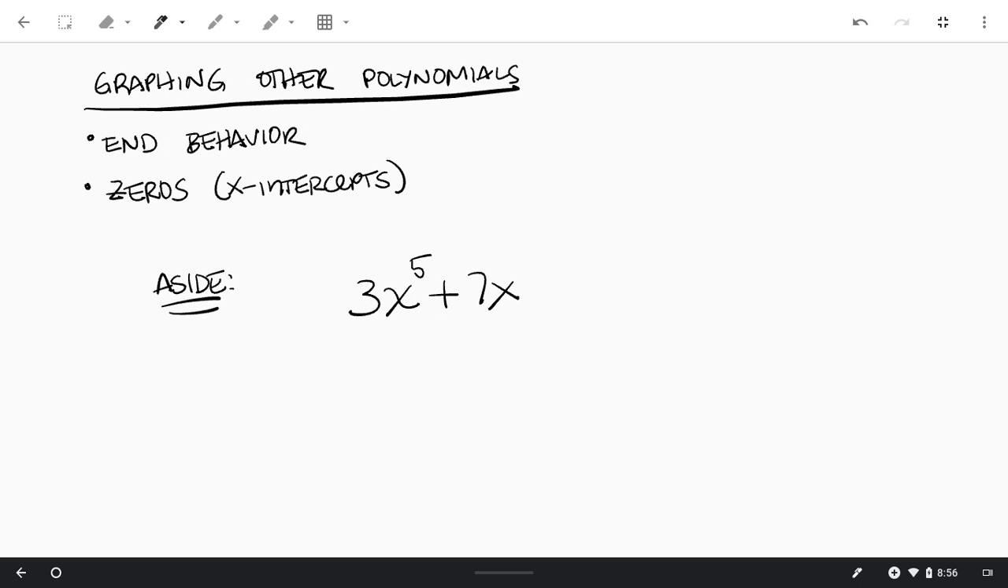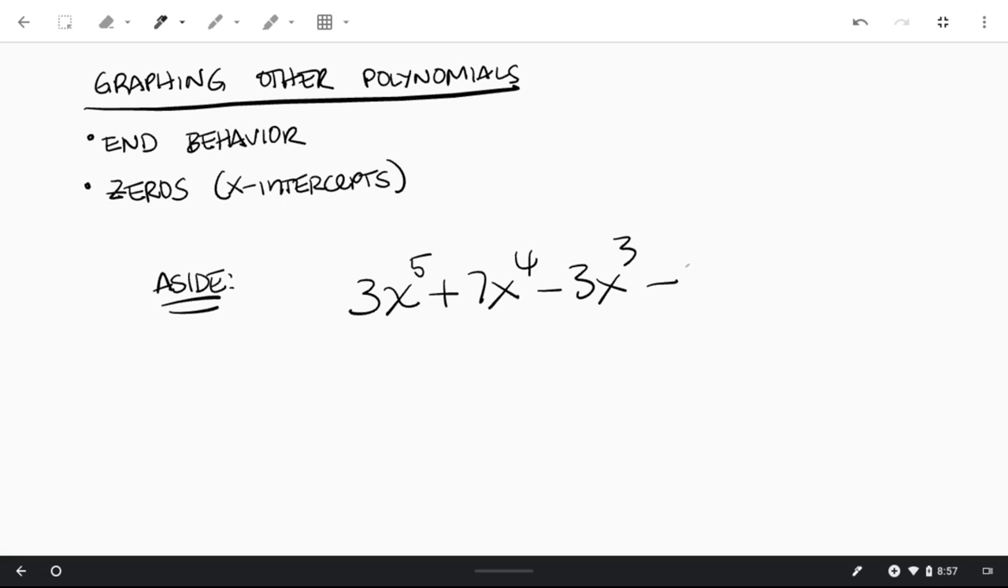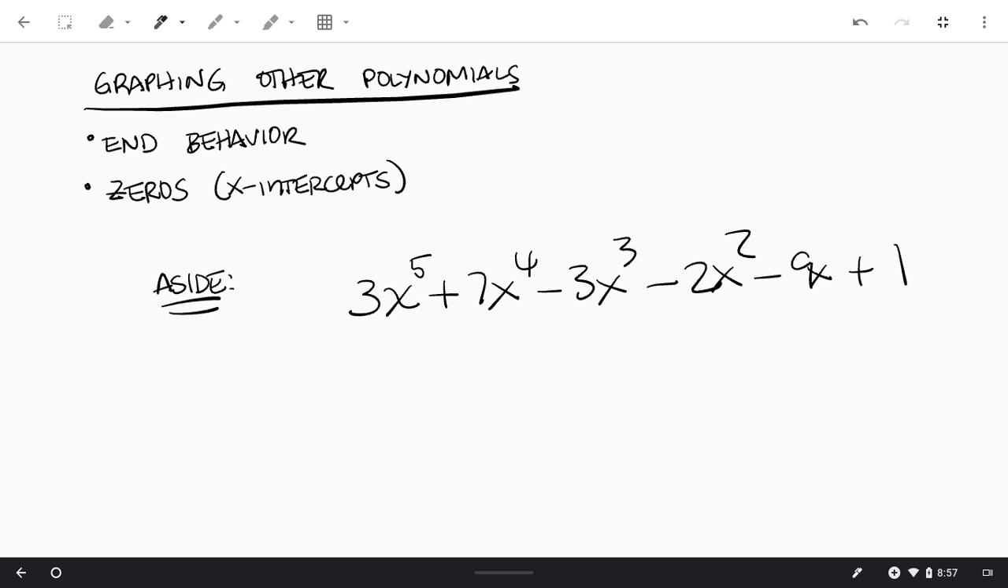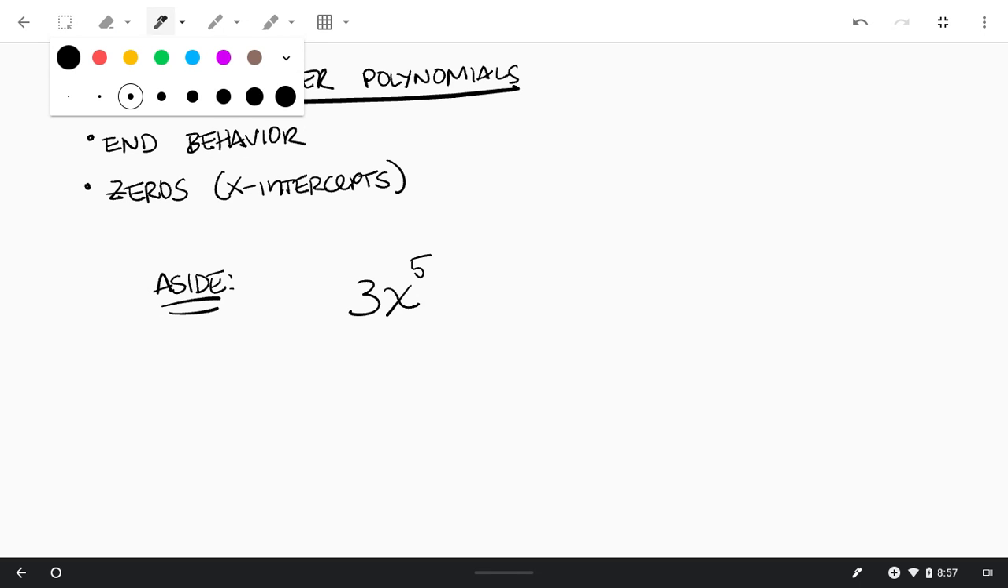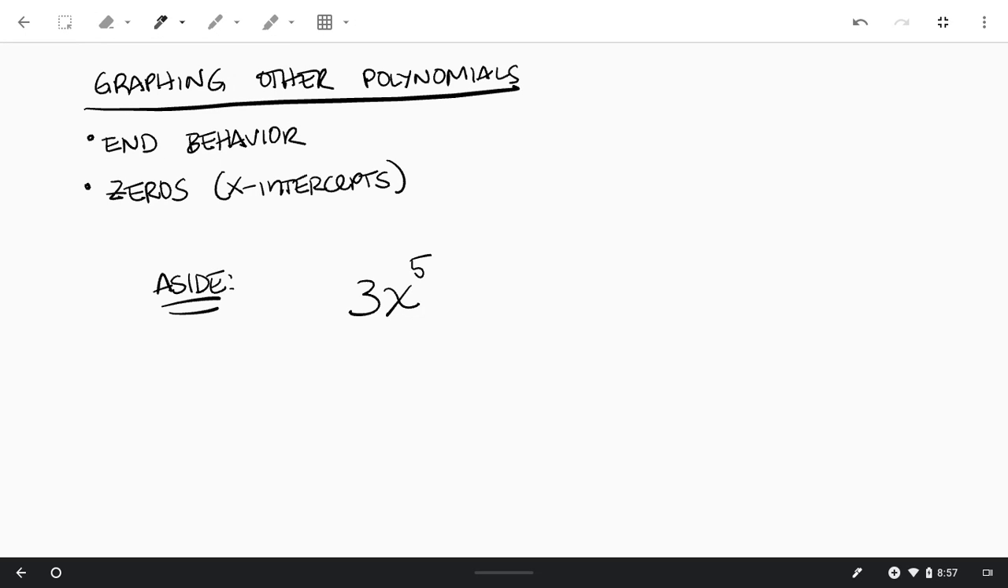Suppose I have all of this, 7x to the 4th minus 3x cubed minus 2x squared minus 9x plus 1. Okay, suppose that I have that, right? So what's going to happen is I want to pay attention just to that leading term. I don't need any of these guys. I'm only going to take a look at that because that exponent is so high, and I'm going to be plugging in a very large x number that those other terms aren't even going to compare. It's not going to influence my result.